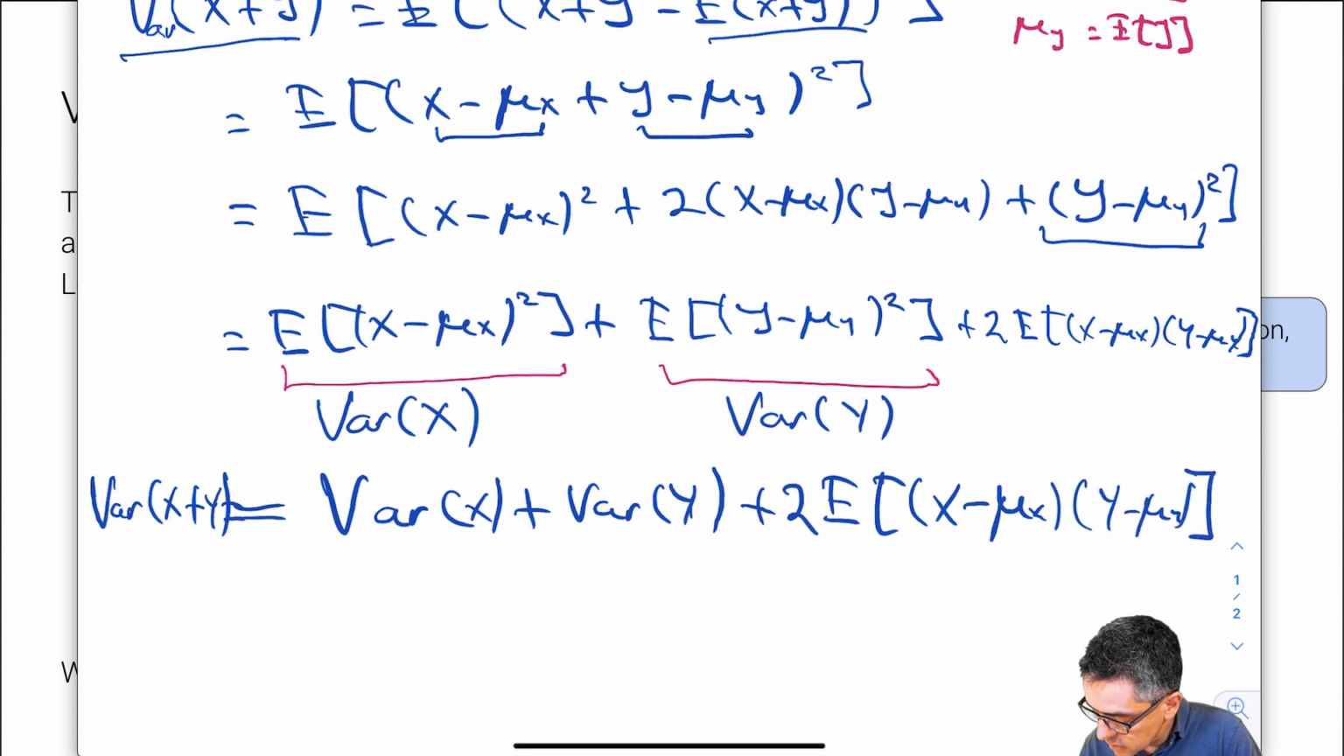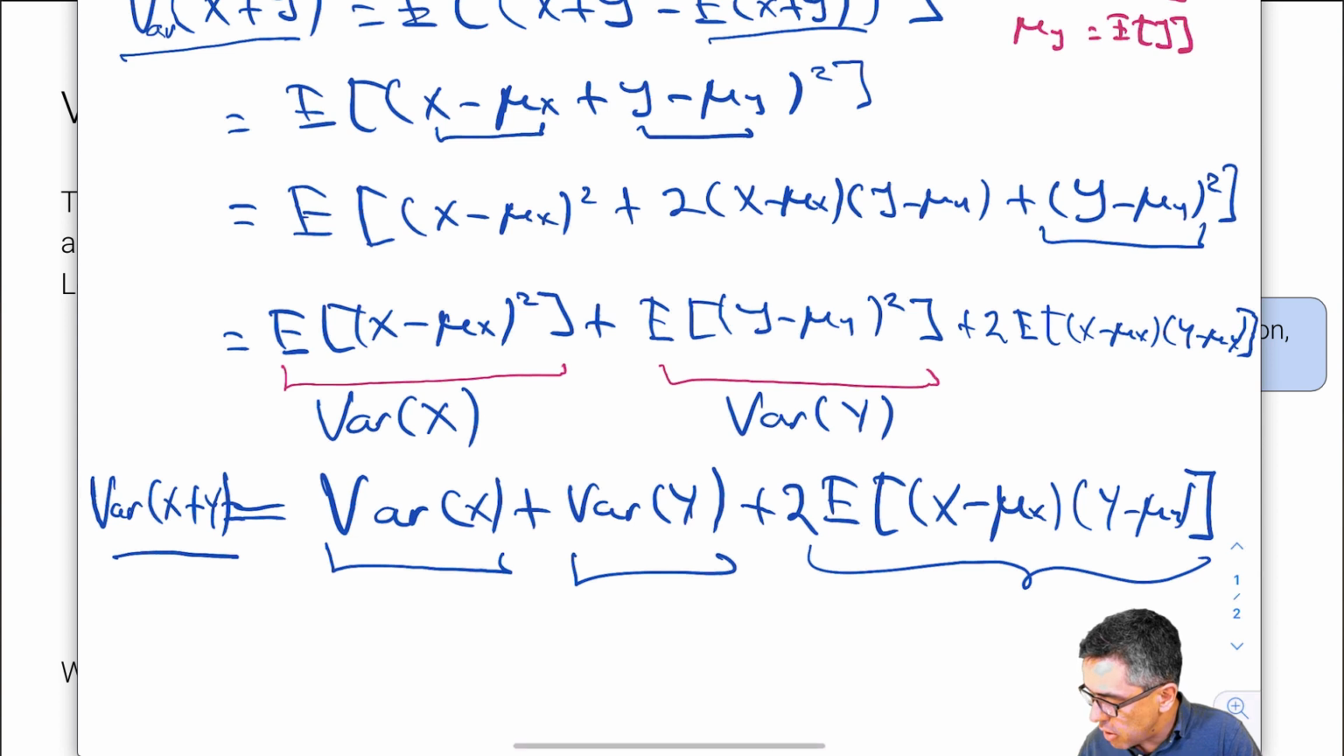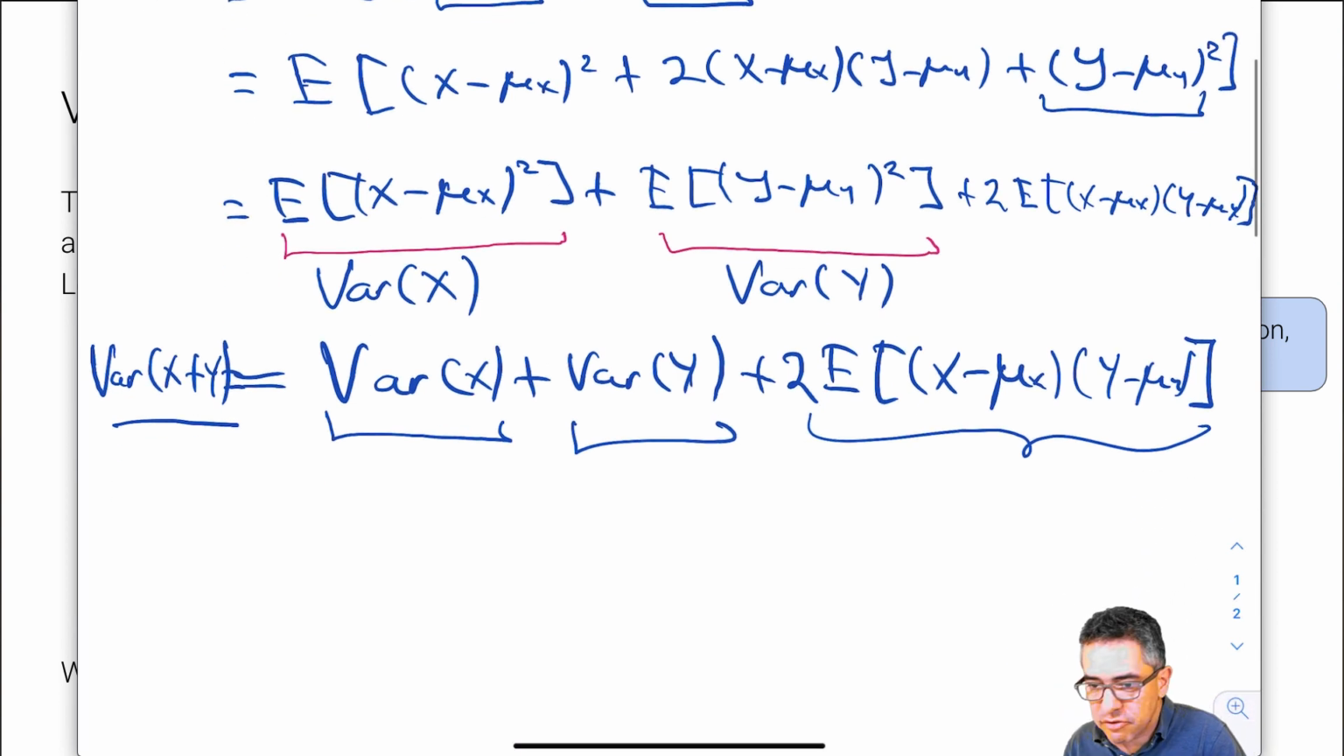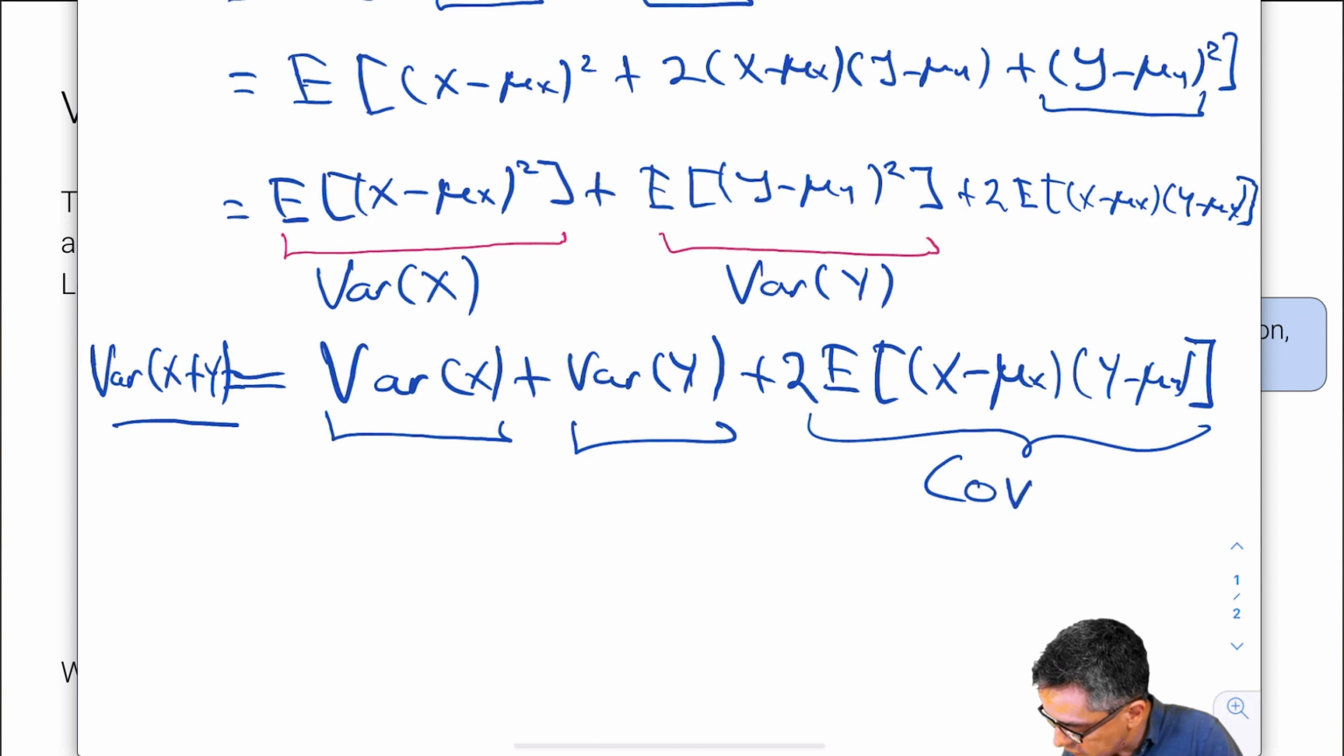As we see, the variance of a sum is the sum of the variances plus some other thing, plus twice this other term. Now this term has a structure similar to the definition of variance. It is the expected value of deviations from the mean, but in this case of the combination of x and y. It's not of x squared or y squared, it's of their combined product. And this quantity is defined as the covariance of x and y.